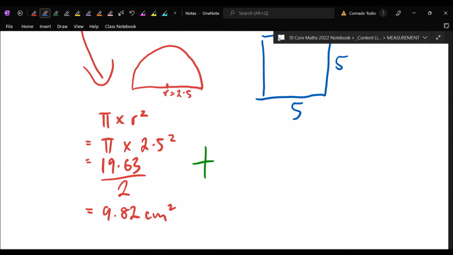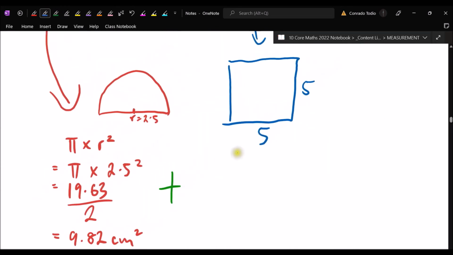For that square shape, remember that for a square, the area is length times length. So it's going to be 5, so that's L, and that's L, yeah? 5 times 5, which equals 25. And there's nothing important or tricky that we've got to do. It's just a normal square.